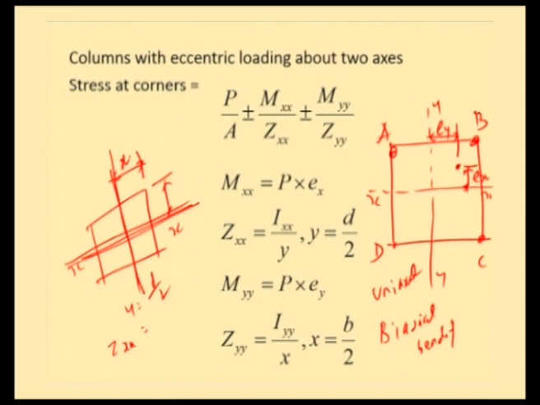So, once we know all these values, the loading, the eccentricity, and the cross section, we can compute the values of P, A, MXX, ZXX, MYY and ZYY. We will be in a position to arrive at the stress at the corners. So, we will see a numerical example of this type.